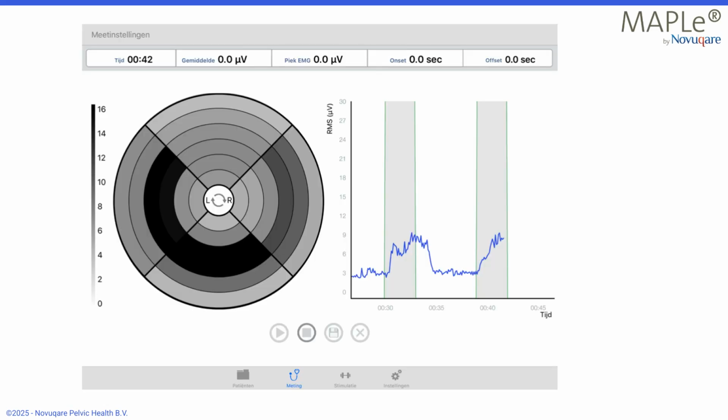Practical advice. For patients with sensory or motor nerve damage, work around the affected area. Use the grid display to identify responsive areas.